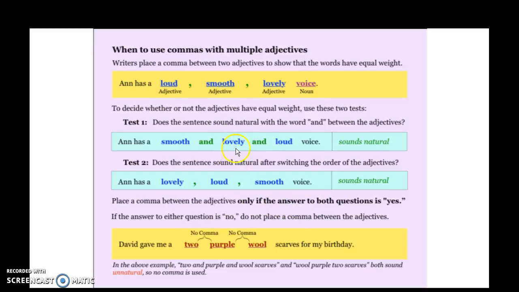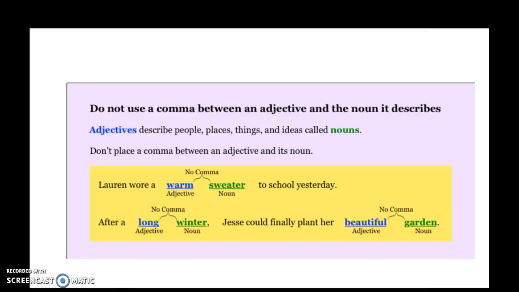So have this slide up when you're working on the adjective and comma section. Now this one, David gave me two purple wool scarves for my birthday. That's a typo right there. But anyways, if you go, David gave me two and purple and wool scarves, it doesn't sound natural. So you know you don't need any commas there. All right? Moving on. Do not use a comma between an adjective and the noun it describes. So you would never say Lauren wore a warm sweater to school yesterday. You wouldn't put a comma right there, a warm, comma, sweater.